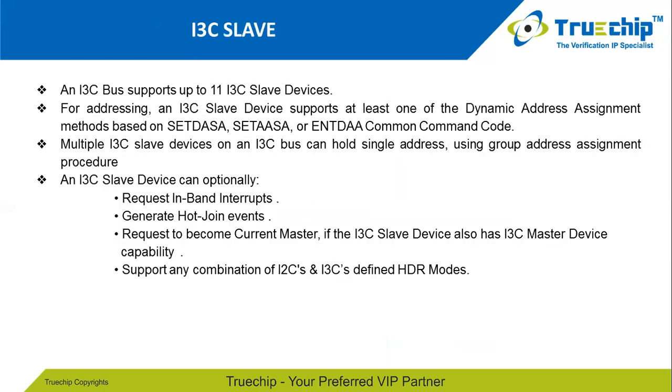An I3C bus can support up to 11 I3C slave devices. For addressing, I3C slave devices support at least one of the dynamic address assignment procedure methods based on set DASA, set AASA, or enter DA common command code. We can also assign a group address to multiple slave devices on an I3C bus using the group address assignment procedure. In I3C, a slave is also responsible for requesting in-band interrupts and generating hot join events. It will also request to work as the current or main master only if it has the I3C master device capability and supports any combination of I2C and I3C defined HDR modes.